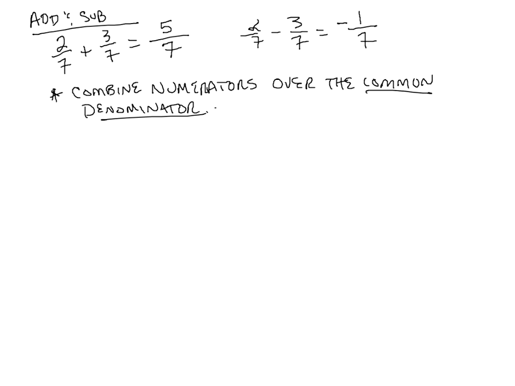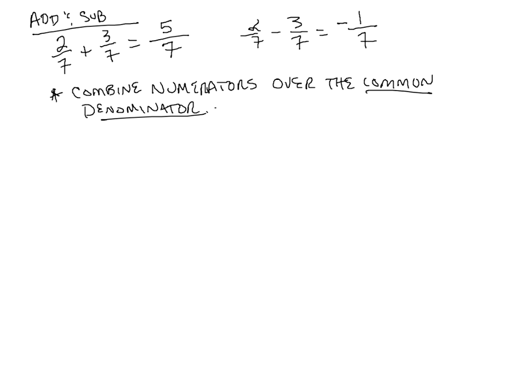Notice the denominator didn't become 14. I don't add my denominator. My denominator is just there to tell me what size piece I'm dealing with. Not going to change if I gather up more of those same size pieces. Does that make sense? Very good.